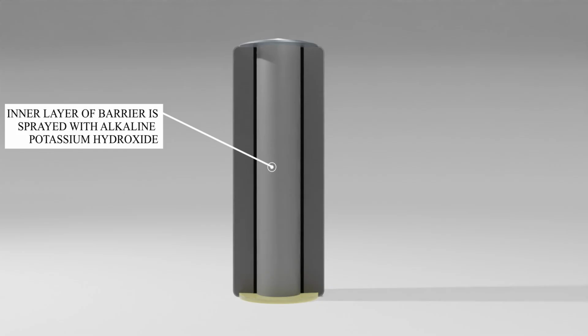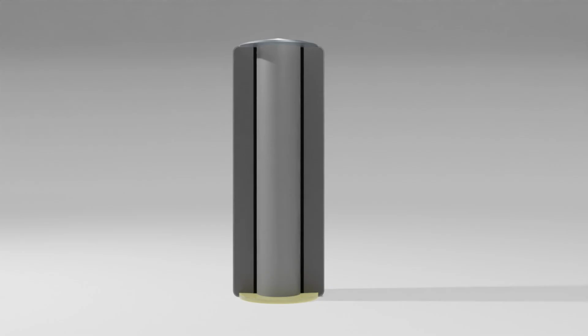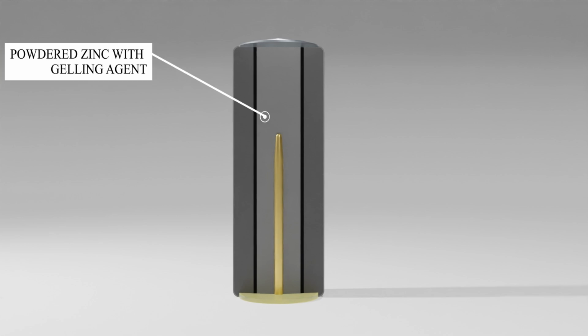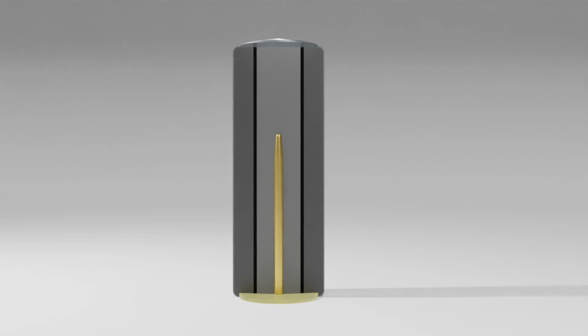Then inside the barrier is the anode material, which is made up of zinc powder and some type of gelling agent. The gelling agent is used to keep zinc suspended so it doesn't accumulate in one spot. The zinc is used in powder form to increase the surface area, which reduces the internal resistance, thus improving the electron flow. The steel casing is then sealed with a nylon plastic cap.